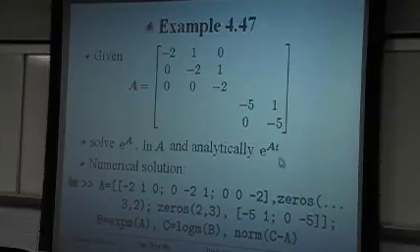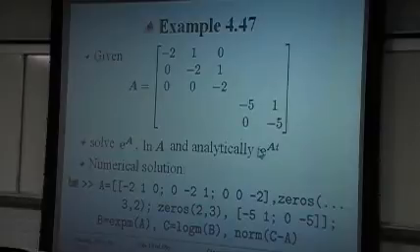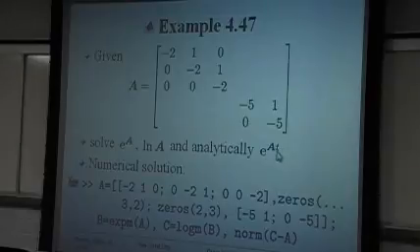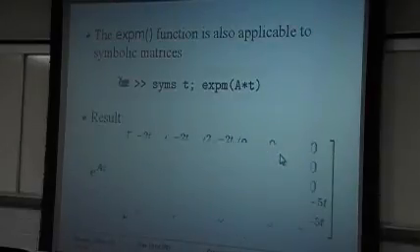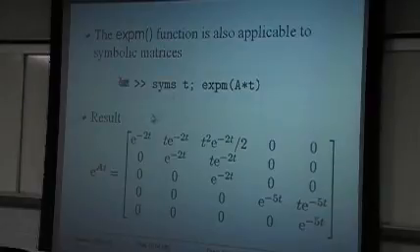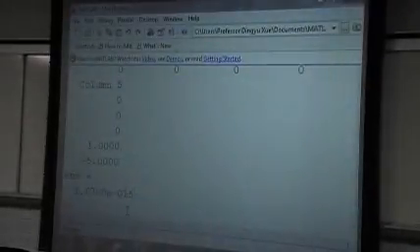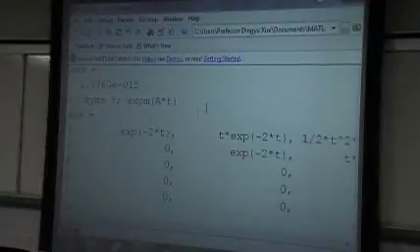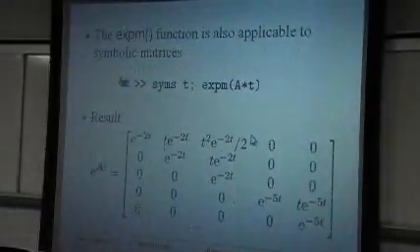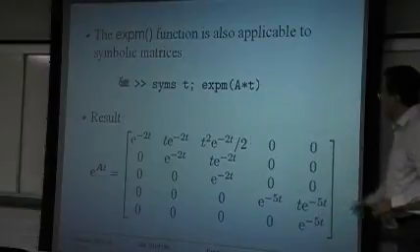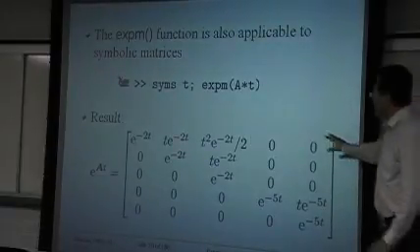Now the question is how to find in an analytical way e to the power of At, where t is a symbolic variable. To solve the problem, what we need to do is to declare t as a symbolic variable and then code the function. And this is the result. So it can be seen that the expm function is very powerful. It can be used to find this kind of computation easily.